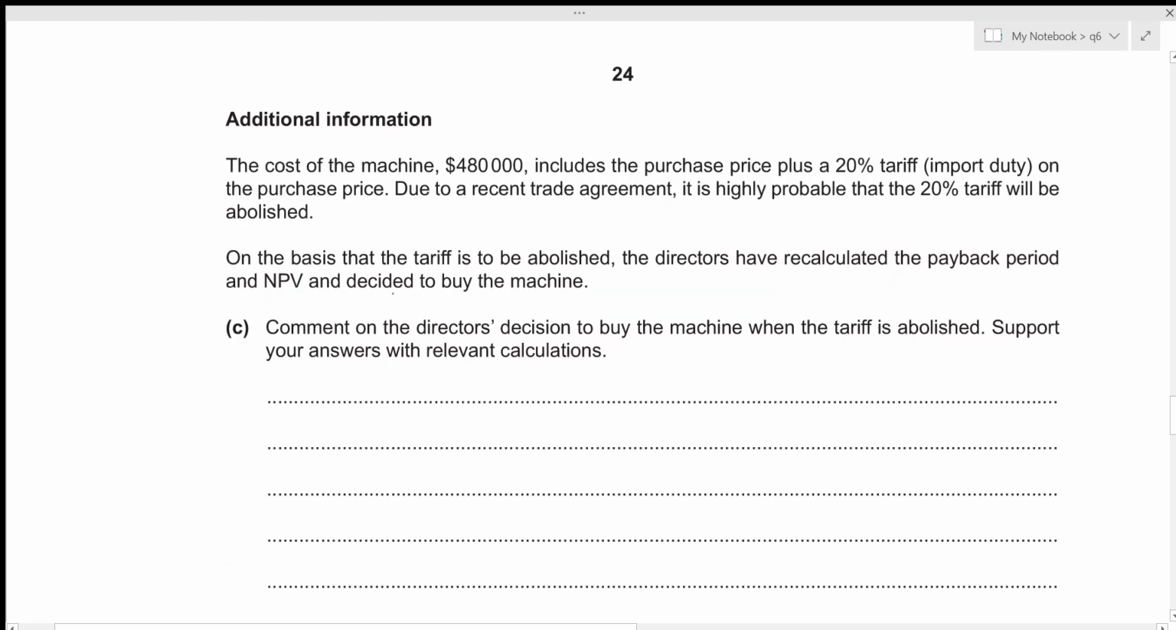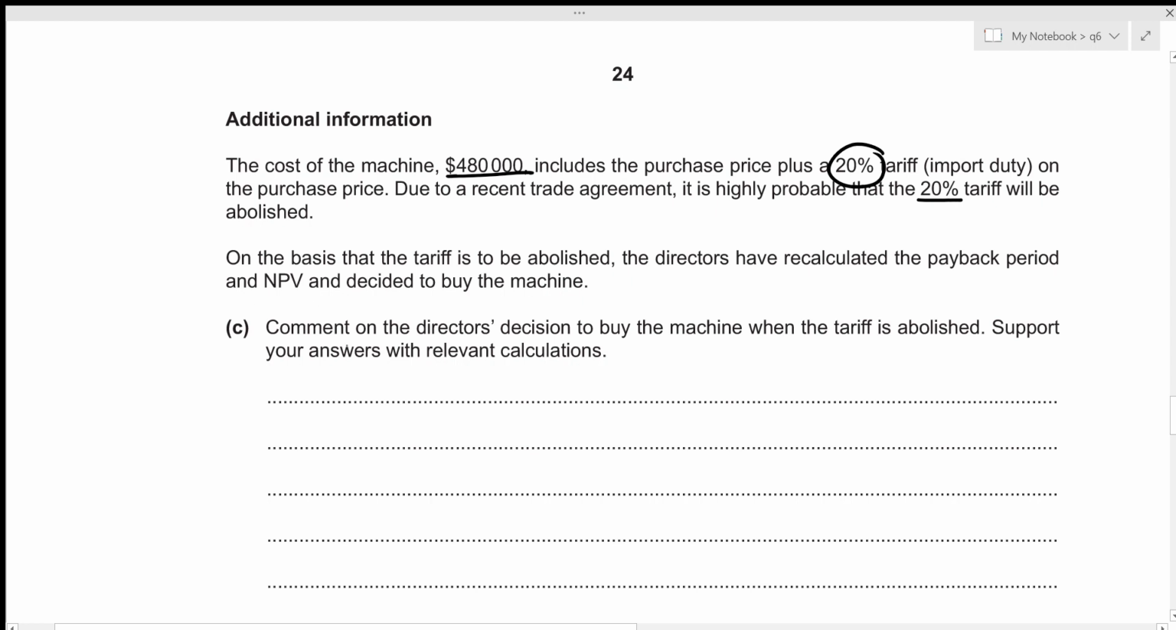We are given additional information. The cost of the machine, 480,000, includes the purchase price plus 20% tariff or import duty on the purchase price, and due to the recent trade agreement, it is highly probable that the 20% tariff will be abolished, which means that we will not have to pay the import duty of 20%. And on the basis that the tariff is to be abolished, the directors have recalculated the payback period and net present value and decided to buy the machine.